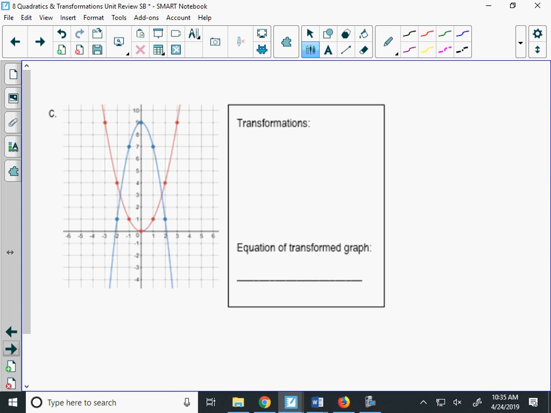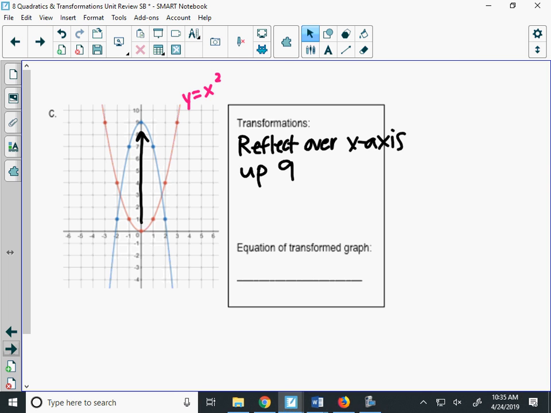Now we're looking at 10c. So you're given a graph. The red graph here is your parent function. The blue graph is the transform function. So let's state the transformations first, and then we can write the equation. First, since the blue graph is upside down, that means it was reflected over the x-axis. Next, it looks like my graph went up 9 units. It's not at the origin anymore.